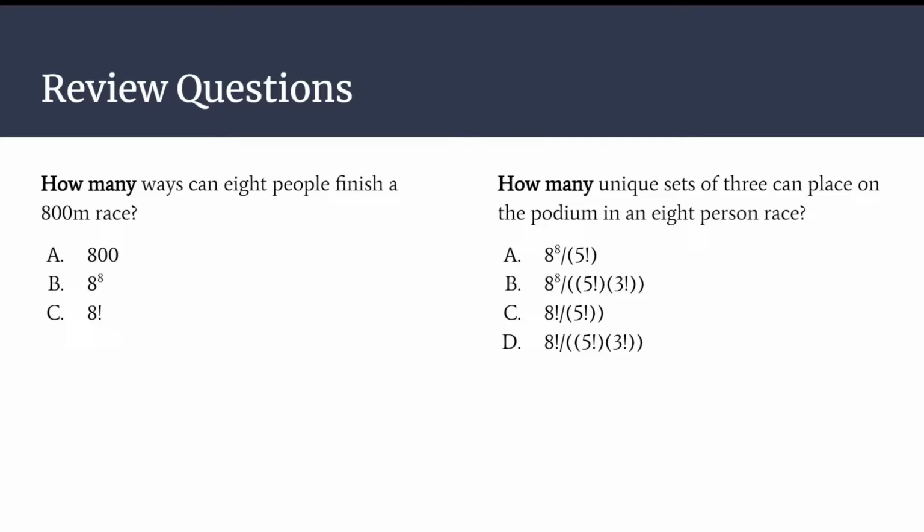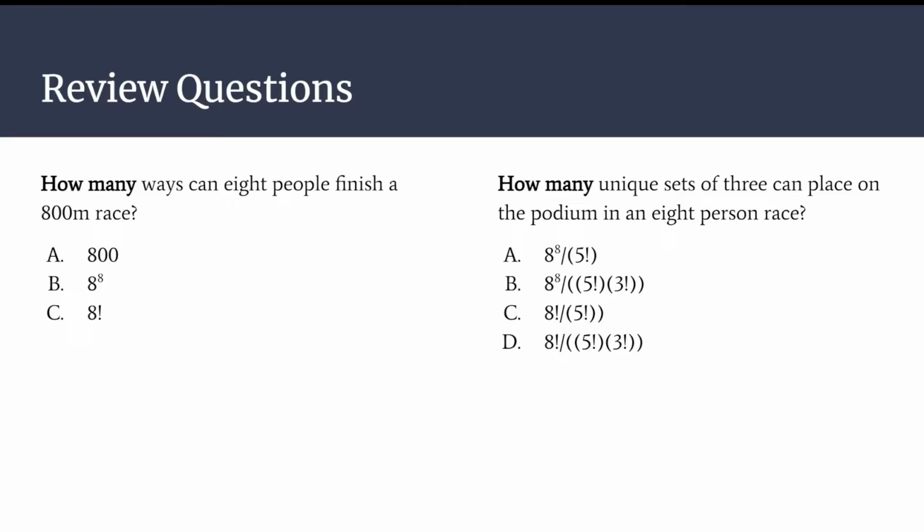Now time for review problems. Let's start with this one. How many ways can 8 people finish an 800-meter race, where order matters? If you need some time to think about it, it's okay. Just pause. Okay? Time is up. The answer is C, 8 factorial.